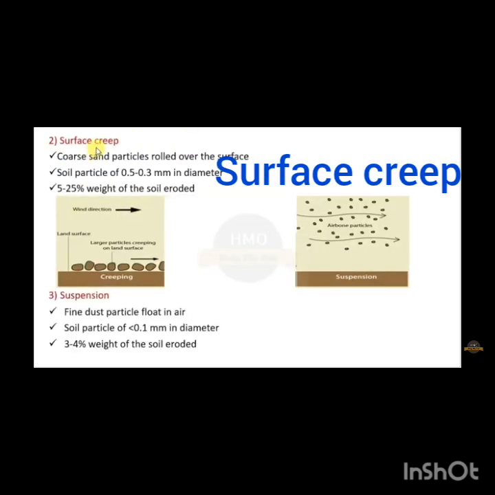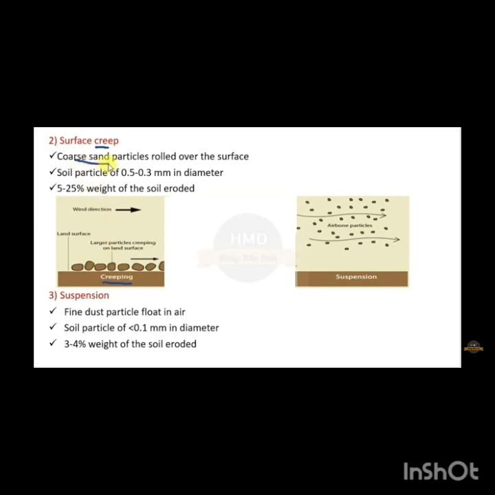So the next type is surface creep. Here in this picture you can see the process of creeping. In this process, the coarse sand particles which have a diameter of 0.5 to 0.3 millimeter get rolled over the surface because they are large particles and have heavy weight. So they get rolled only over the surface instead of jumping, and due to creeping, 5 to 25% of the weight of the soil gets eroded.